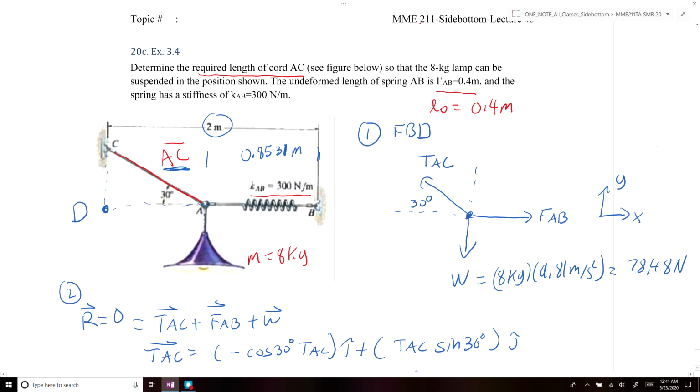All right, we can calculate that length. So it would just be equal from point A to point D. That would be equal to 2 meters minus 0.8531 meters. So this would be from point A to point D. All right, so that's going to be equal to 1.14689 meters. Okay. And now that we have one side of our triangle and we have the angle, we can solve for AC. So we're going to bring this down here.